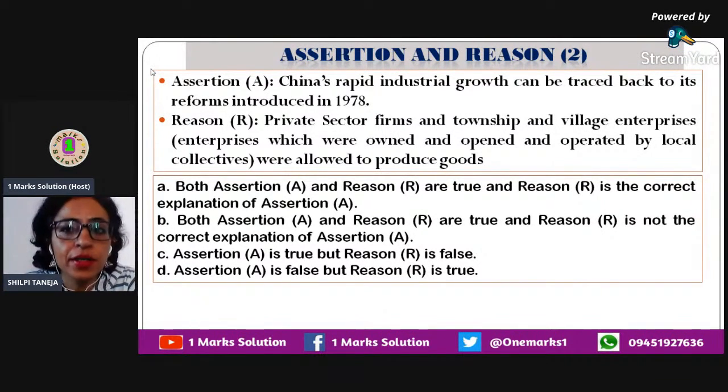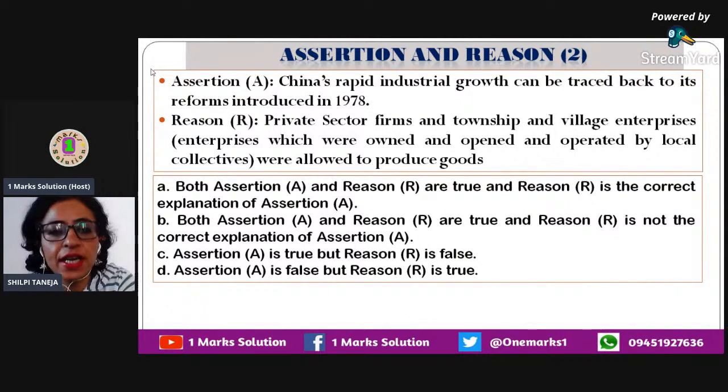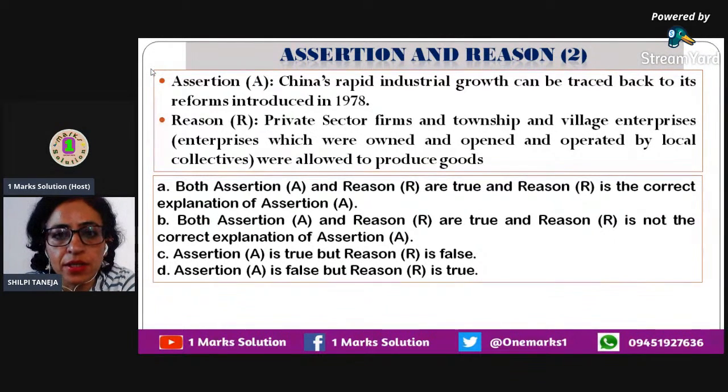China का जो rapid industrial growth हुआ, that can be traced back to the reforms of 1978, and the reason is telling that private sector firms and township and village enterprises were allowed to produce goods. Village enterprises किसको बोलते हैं? Enterprises which were owned and operated by local collectives. So in China, those sectors were also allowed to produce the goods. That's why China's rapid industrial growth happened, right?